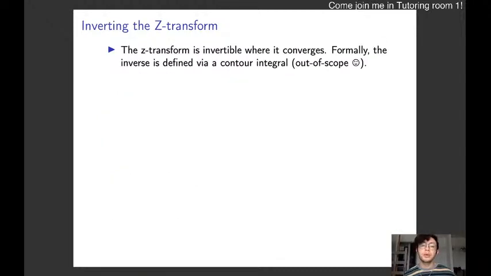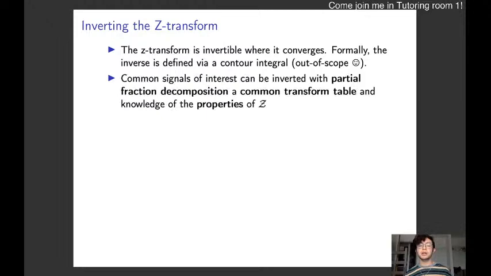So now we're going to get to inverting the z-transform. How do we get from the transformed signal back to our original time domain discrete signal? If we were to look at the formal definition, this is defined by something called a contour integral. If you've ever seen it before, it's going to look something like that, and then it's going to have something inside there. But for the sake of this course, that's out of scope. Great, no integrals.